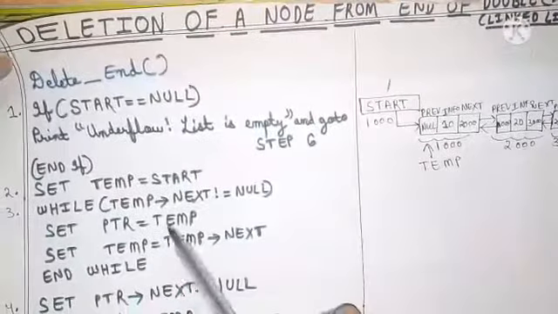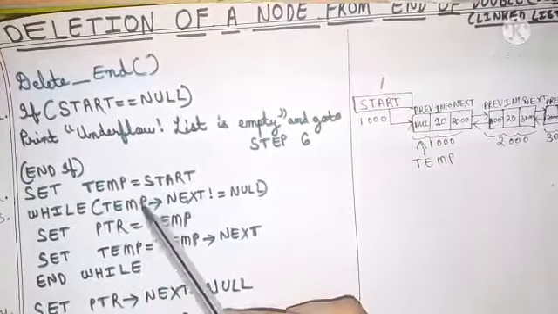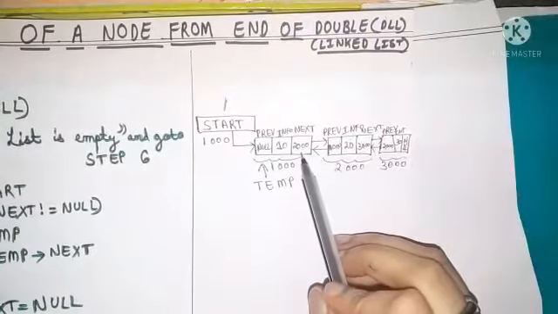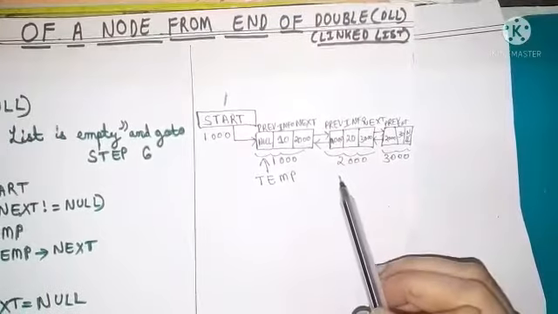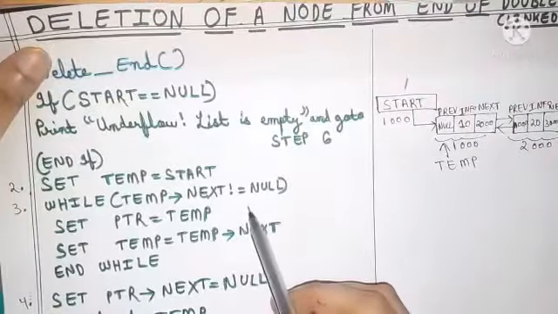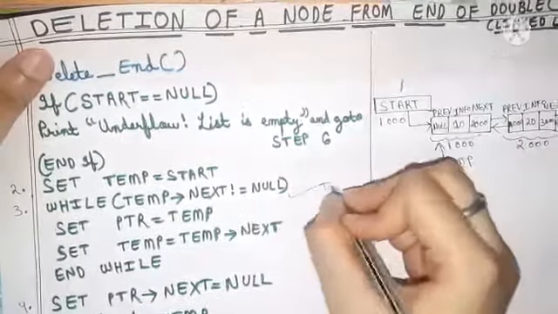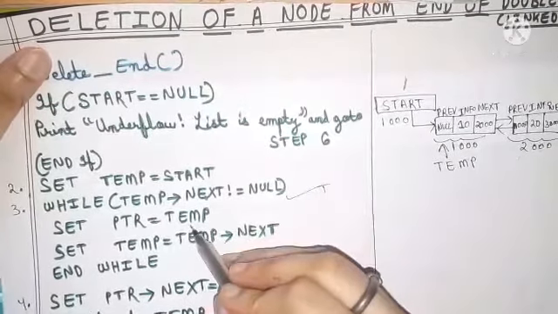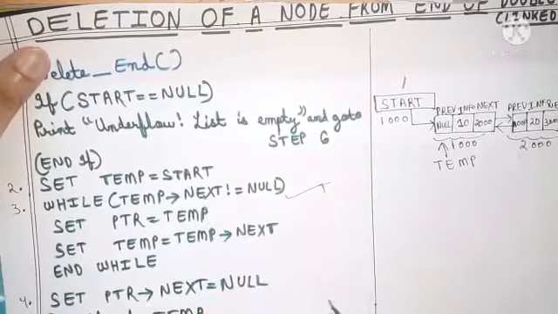Then we will use the while loop: while temp next not equals to null. See, here temp next is not equals to null. It is pointing to the node whose address is 2000. That means our while condition is true. So the next statement, that is set ptr is equal to temp, will be executed.